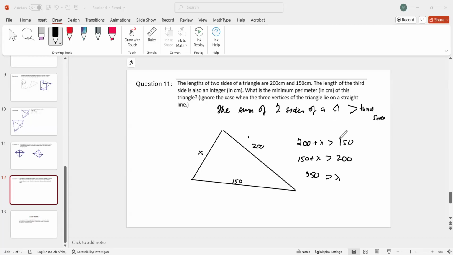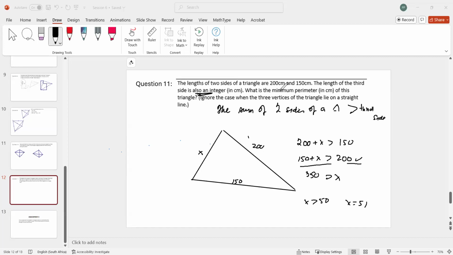Okay, so from this here, 200 plus x is always greater than 150, because 200 is greater than 150. But x, in this case here, you will see x will have to be greater than 50. Because at 50, it will be exactly equal to 200. Right? So x must be greater than 50. So this is the only thing which gives you the minimum x. But it said that they are also an integer. So the smallest integer bigger than 50 is 51.